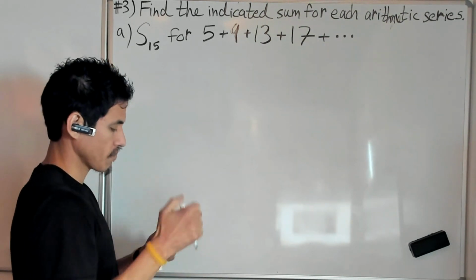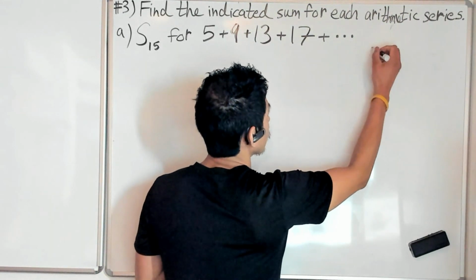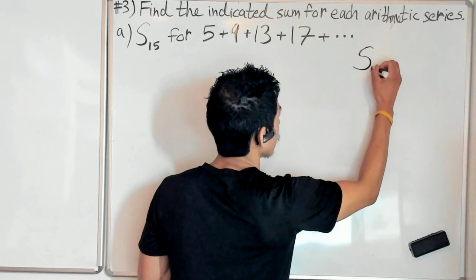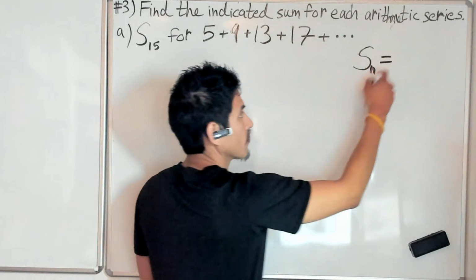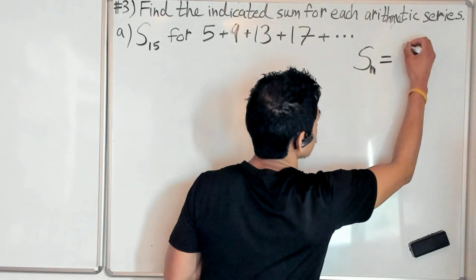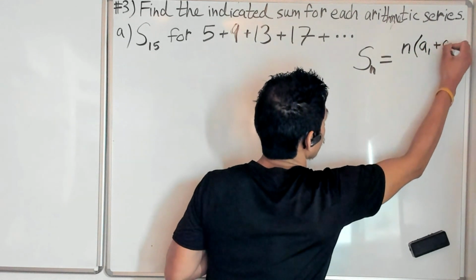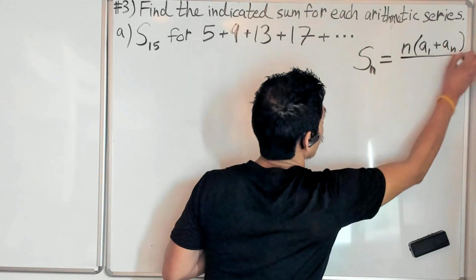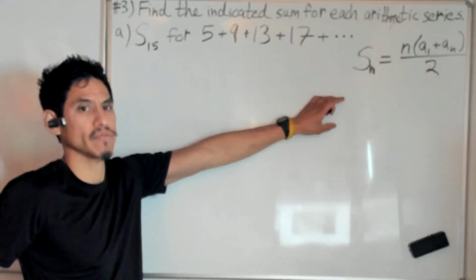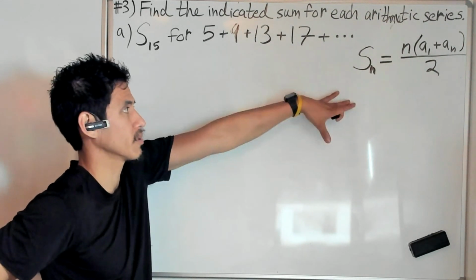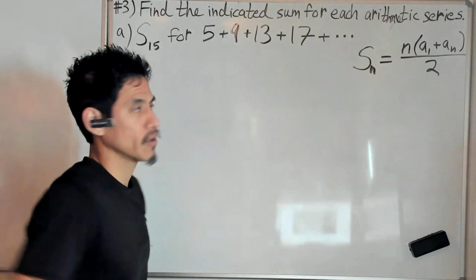So for this, we're going to refer to the wonderful, useful summation formula, where we say the sum of the first n terms for an arithmetic series is going to be n times (a1 plus an) all over 2. In my lesson video, I go over why this formula works, but for now, we're just going to use it and go with it.